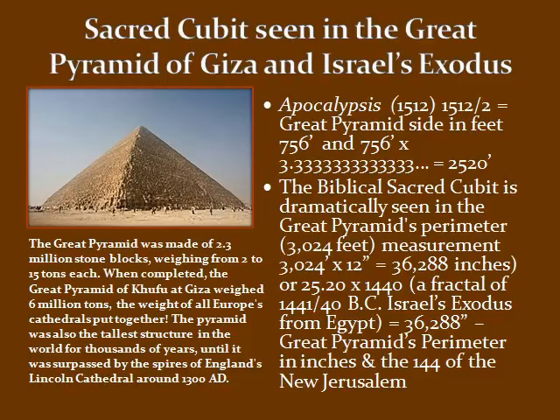The word apocalypsis in Greek, which gives us a total of 1,512 in gematria, is divided by 2, it will equal the Great Pyramid's side in feet, 756 feet and 756 feet, times 3.333 into infinity, will equal 2,520, the numbers of the sacred cubit. The biblical sacred cubit is dramatically seen in the Great Pyramid's perimeter of 3,024 feet.